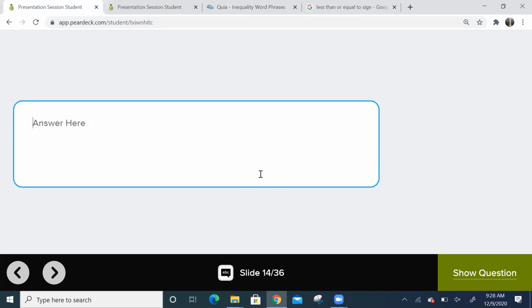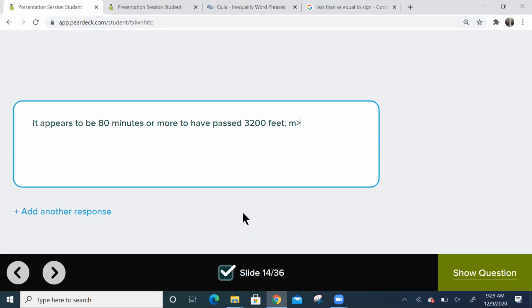Okay. So it appears to be 80 minutes or more to half past 3,200 feet. Okay, and our equation would be m is greater than 80.